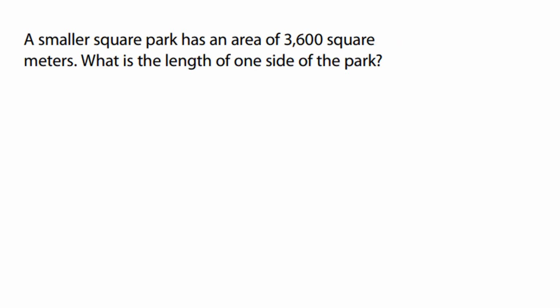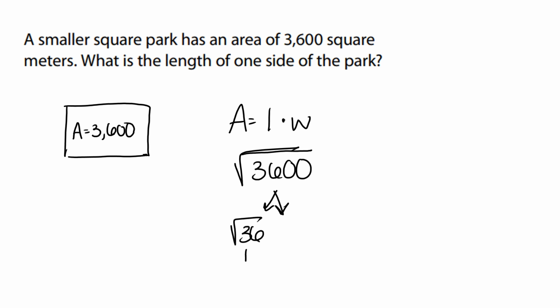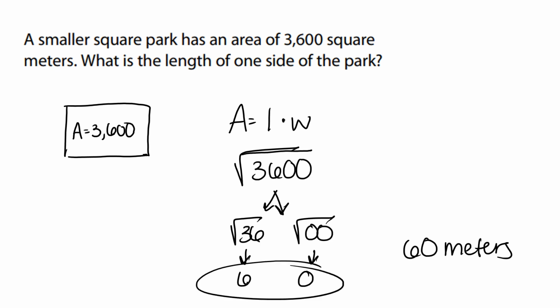A smaller square park has an area of 3,600 square meters. What is the length of one side of the park? So the park is a square, and the area is 3,600. Again, when dealing with problems with area, we want to know what are we going to multiply, length times width. So we're going to take the square root of 3,600. To do that, we're going to break it down. We're going to do the square root of 36, which is 6, and we're going to do the square root of double zeros, which is 0. Our answer is 60 meters.